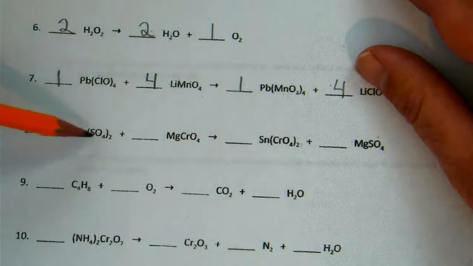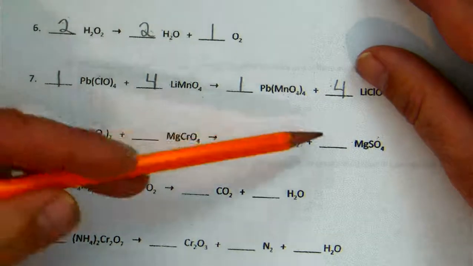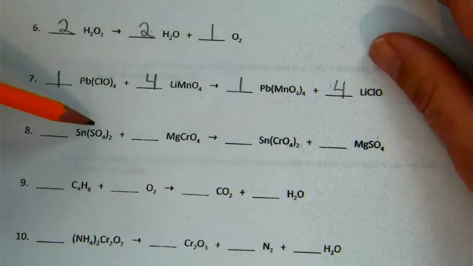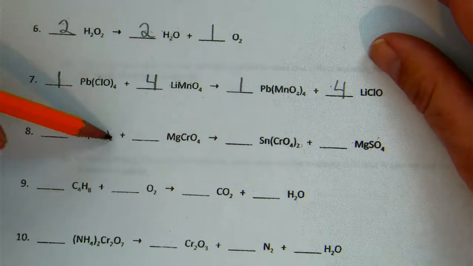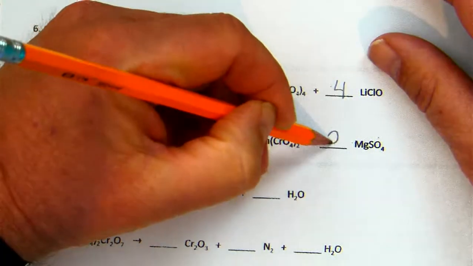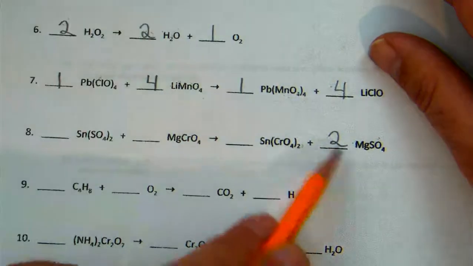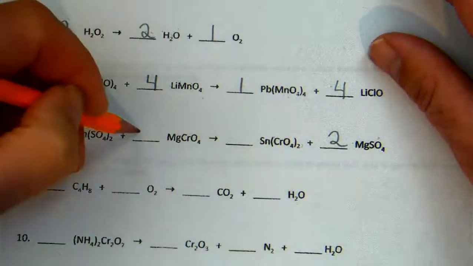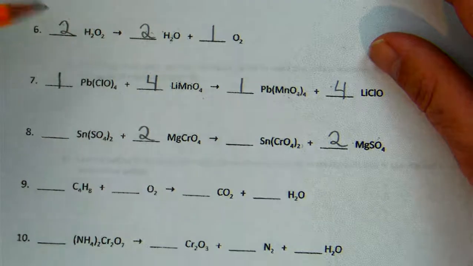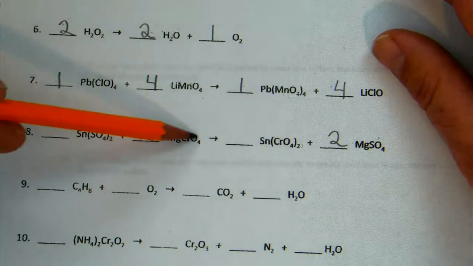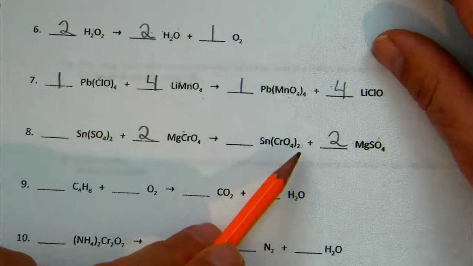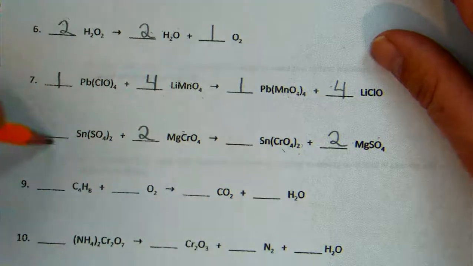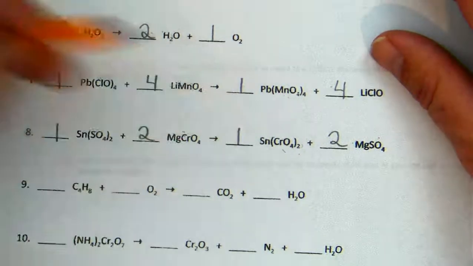I can leave the polyatomic ions as groups, and I'm starting off seeing that I have 2 sulfates on the left. So let's try 2 sulfates on the right. But that gives me 2 magnesiums on the right. So let's go to 2 magnesiums on the left. But that gives me 2 chromates on the left, which is fine because I have 2 chromates on the right. I have 1 tin on the left. I have 1 tin on the right.